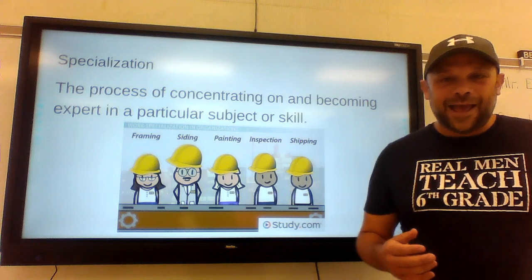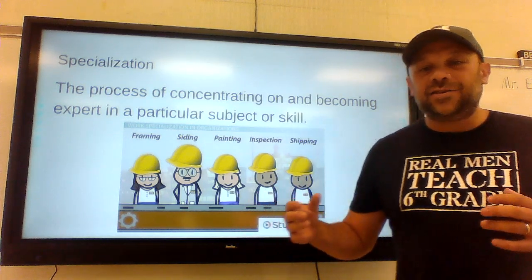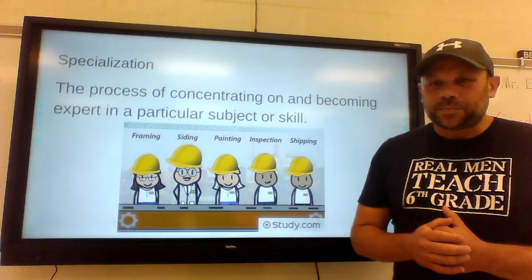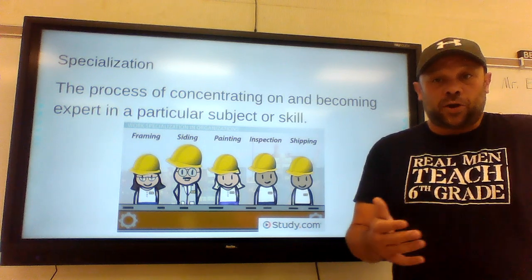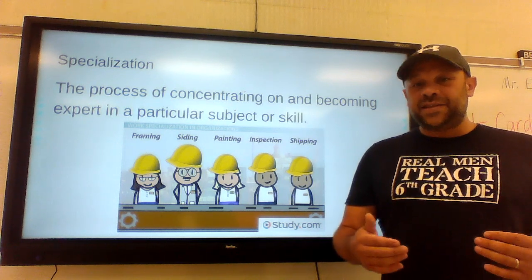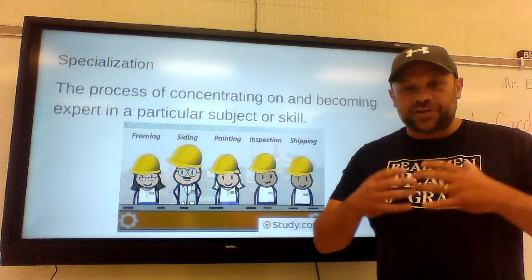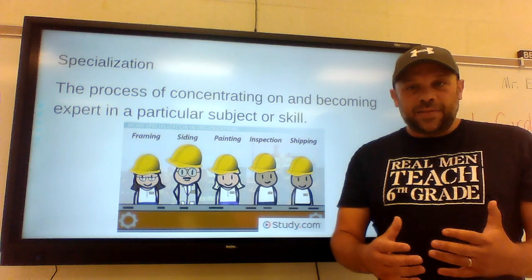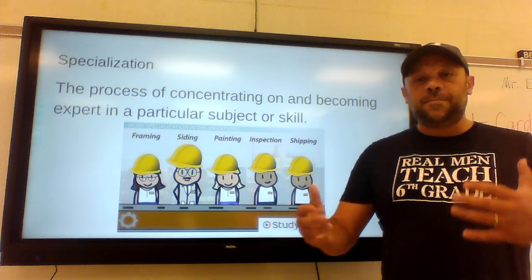You've got farming, siding, painting, inspection, shipping. These are all modern specializations for job skills. But people back then could learn how to do woodworking. They could become a carpenter, or they might become a stonemason, and they could learn to shape stone into tools that could be used. A person could develop these very particular skills. And that began to create a division of labor.